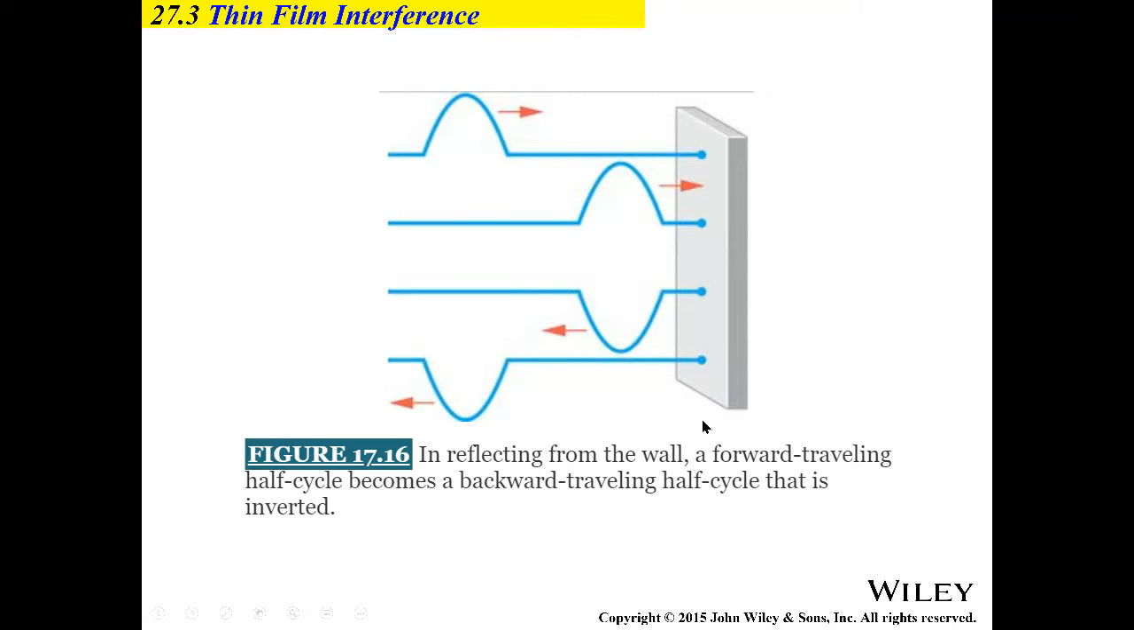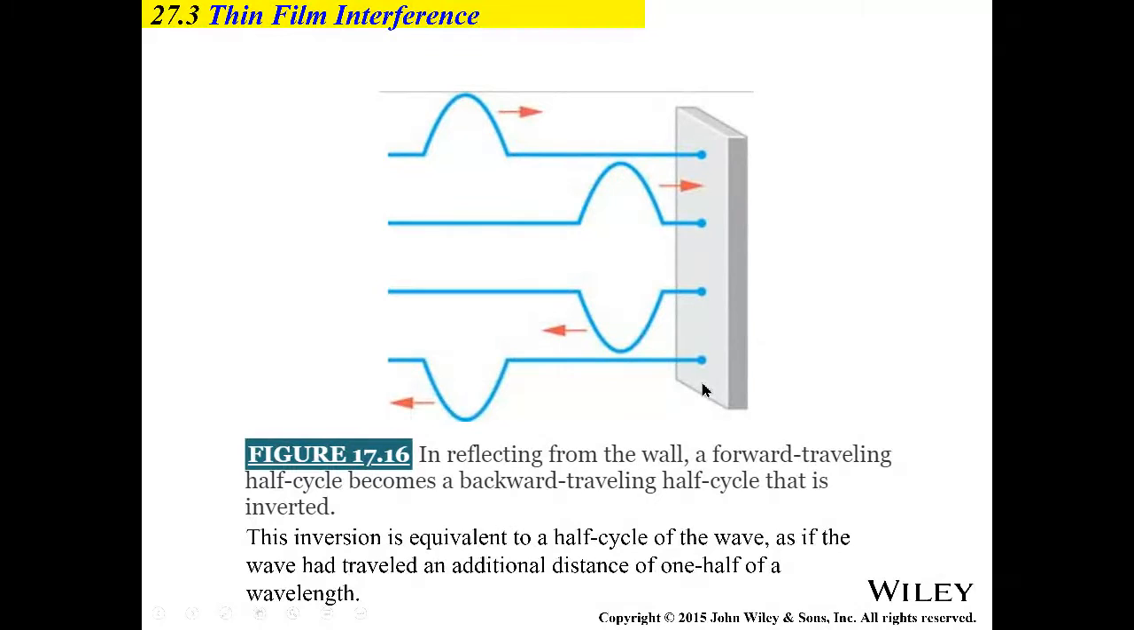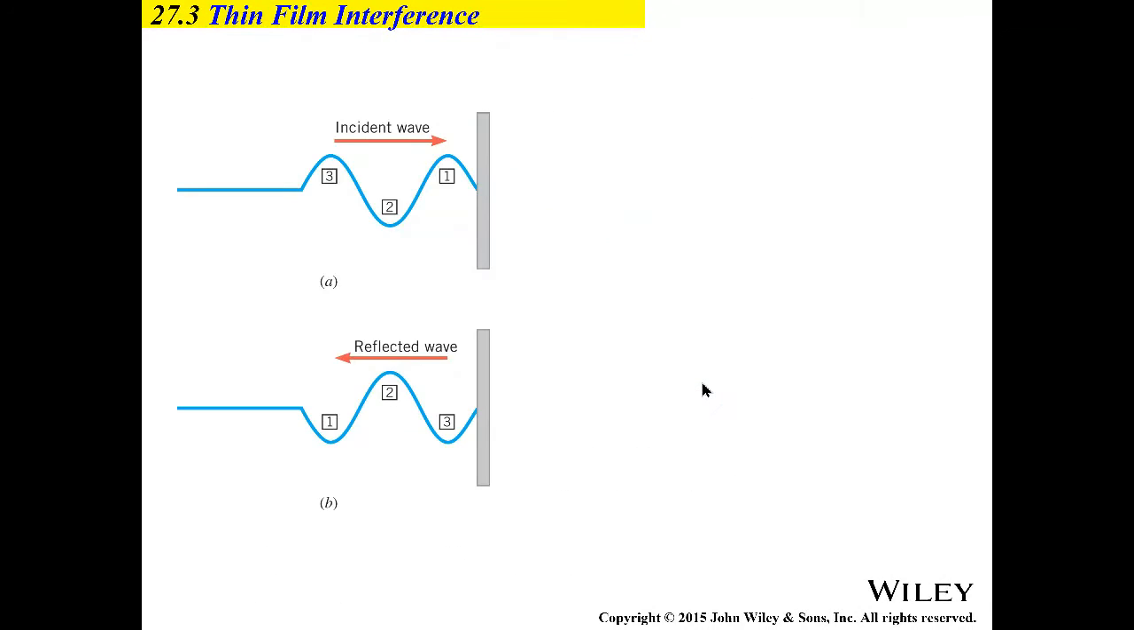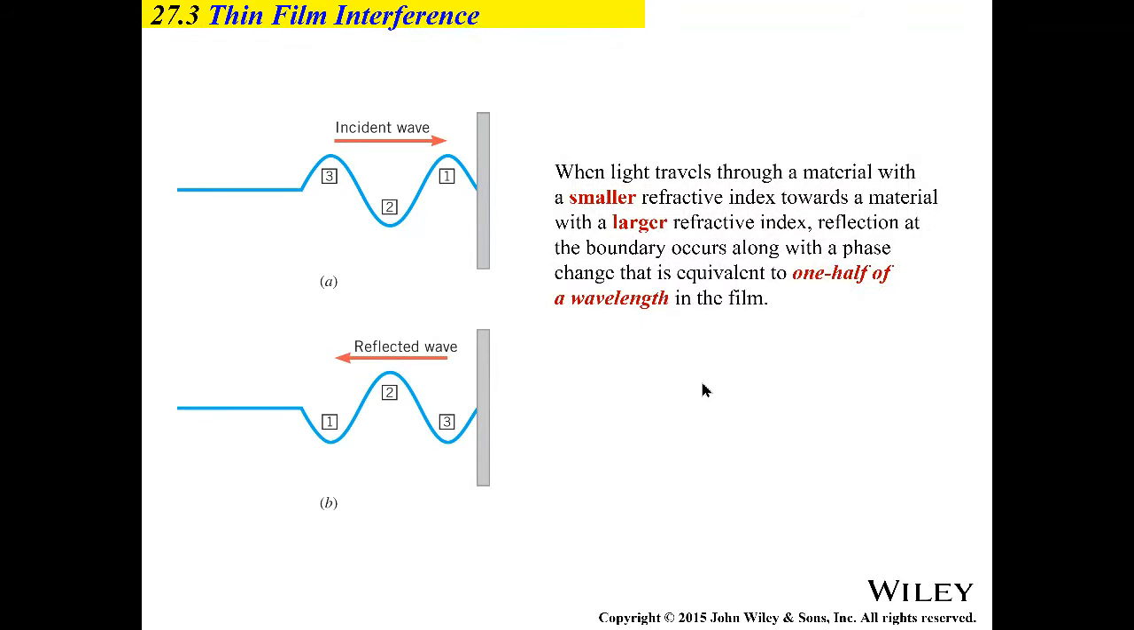All right. So in reflecting from the wall, a forward traveling half cycle becomes a backward traveling half cycle. There is a 180 degree phase change. So this is then the rule. There's no name to this rule because it's not so deep that you associate a name like Huygens or Young's or some of the other scientists.